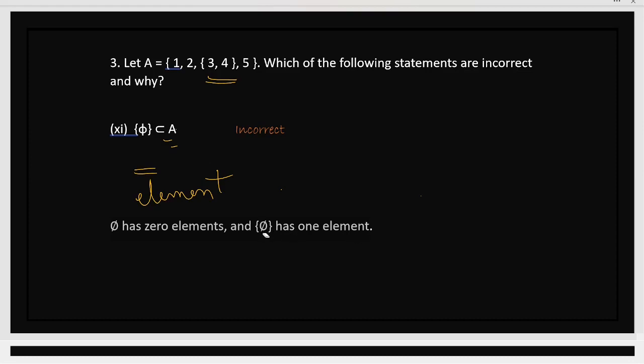The null set is the element in this. What is the element in this? It is the null set. And here the null set has 0 elements, no elements, but this is a set. Here, this is also a set. Y has one element, that is the null set.